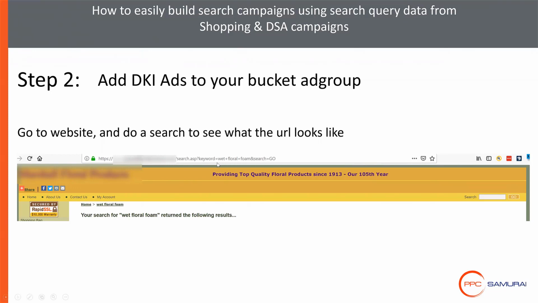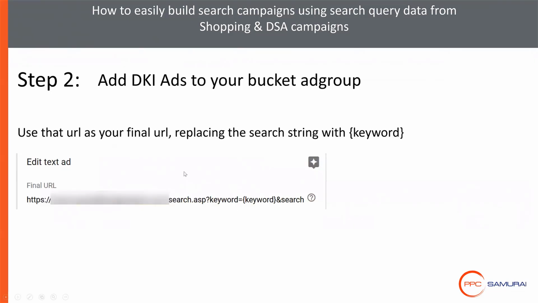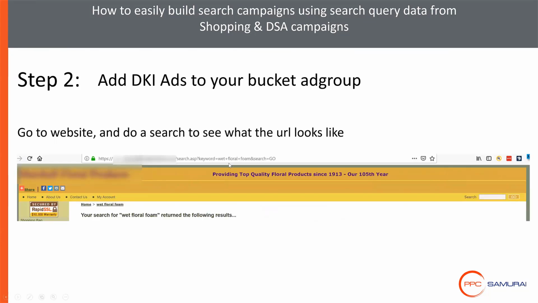And so what we want to do is copy this URL, and then we go across to where you can create some ads in your ad group. So create a new text ad, and the final URL you want for that text ad is basically you just paste that URL in that we just copied, and then replace the search string with the curly bracket keywords. So we're putting in the dynamic keyword insertion where the search string was in the URL. So if we just go back to here, this is the bit, wet plus floral plus foam. That's the bit there that we're replacing with the curly bracket keyword.